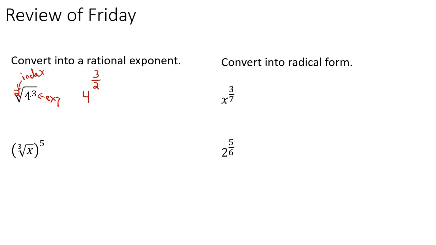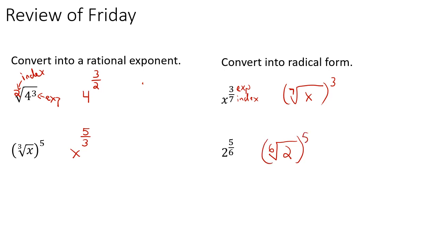Same one on the bottom. You have your x as your base, 5 is your exponent, 3 is your index. If you want to go from a rational exponent to radical form, once again, top number of the fraction is your exponent, the bottom number is your index. So you'll have the radical sign, a 7 for the index position, an x, and a 3 for the exponent. Where you have 2 to the 5 over 6, you'll have the radical, index is a 6, 2, exponent is a 5.